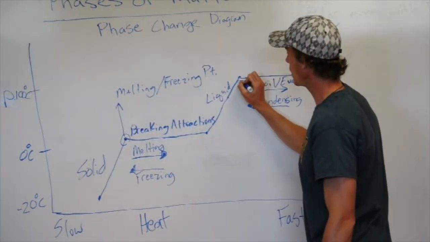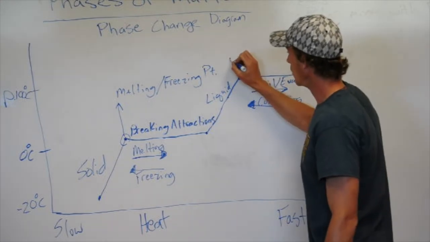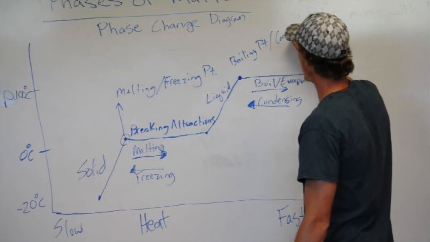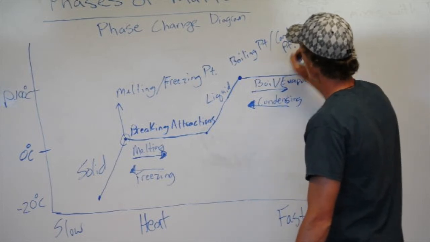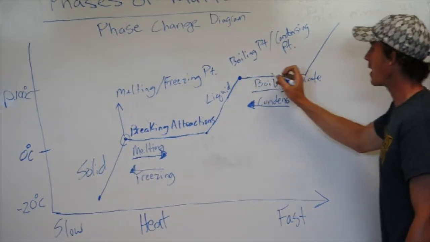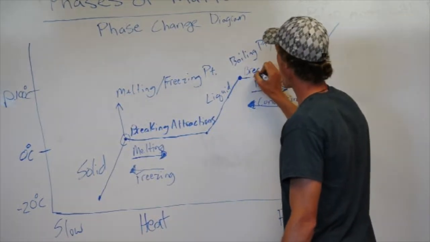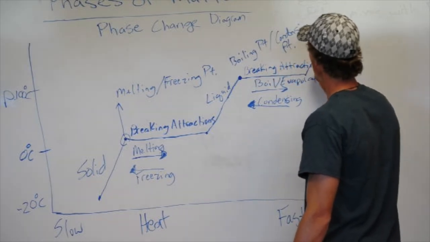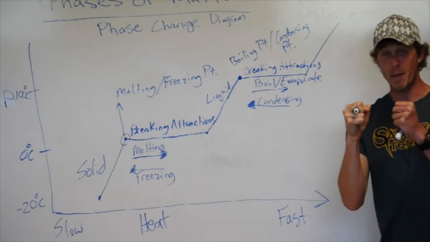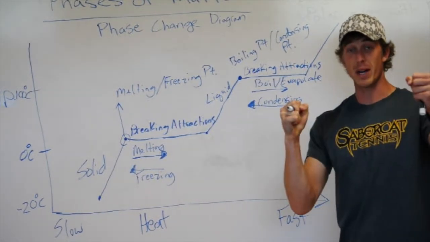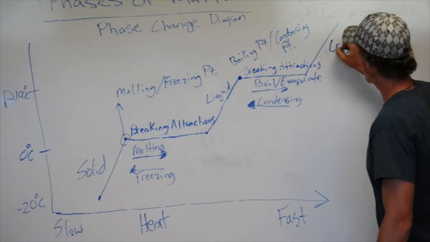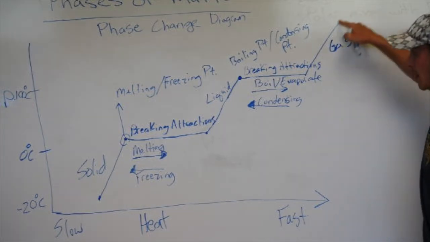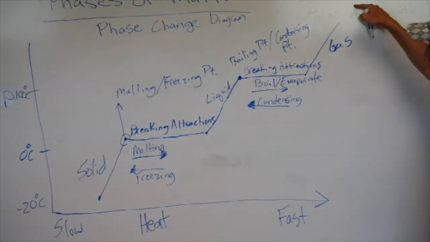So once we get to 100 degrees, though, we reach its boiling point. And we could also say it's its condensing point. All right, so that's where you're going to be breaking attractions again. You're breaking attractions. The attractions of the water molecules are starting to separate. You're going to break them apart, where eventually you're going to become a gas now. So all these guys are gas along here. And the temperature of gas can range, and that's why it keeps going up.